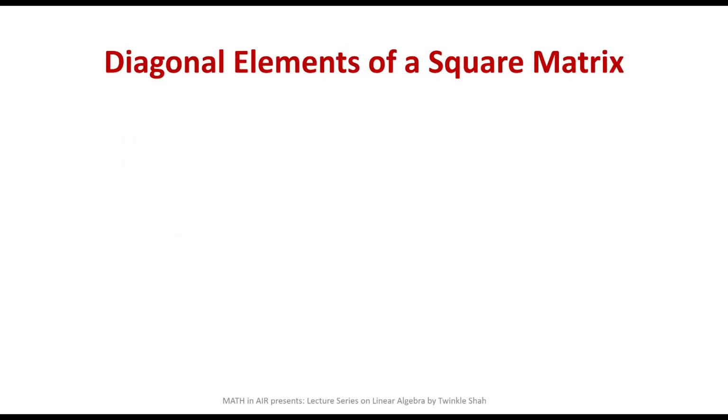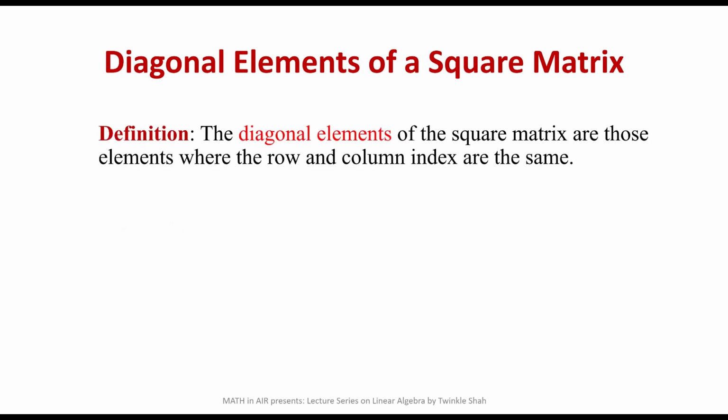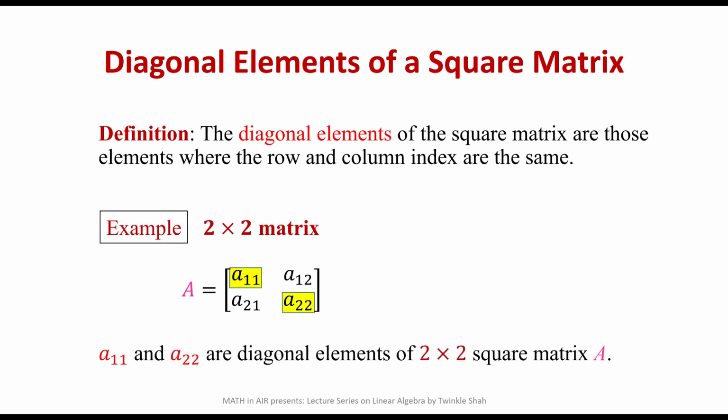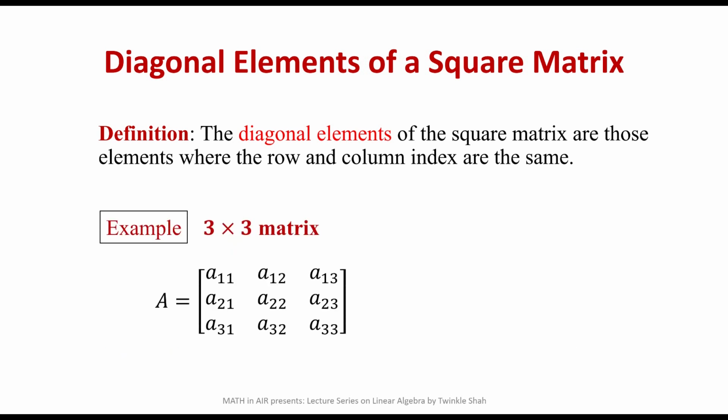Now let's understand the definition of diagonal elements of a square matrix. The diagonal elements of the square matrix are those elements where the row and column index are the same. For example, here we have a 2 by 2 square matrix A. In this matrix, the diagonal elements are A sub 1 1 and A sub 2 2. Similarly, in a 3 by 3 square matrix A, the diagonal elements are A sub 1 1, A sub 2 2 and A sub 3 3.